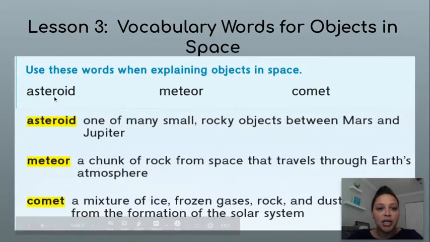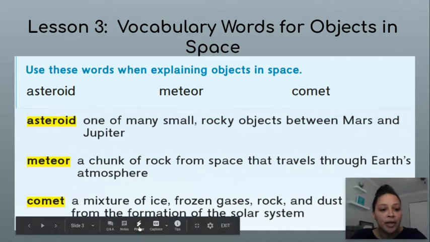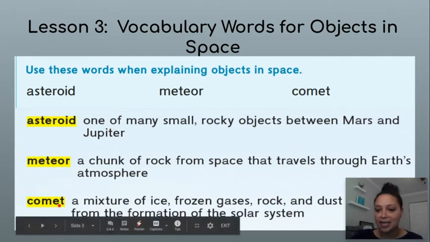All right, so we're going to use these. These are the 3 objects in space that we're going to be talking about today, and we're going to use these when explaining about the objects in space. And so we have asteroid, meteor, comet, and in the last lesson, we talked about an asteroid, and we know that it is one of many small rocky objects between Mars and Jupiter. And so today we're going to be talking more about meteors and comets as well.